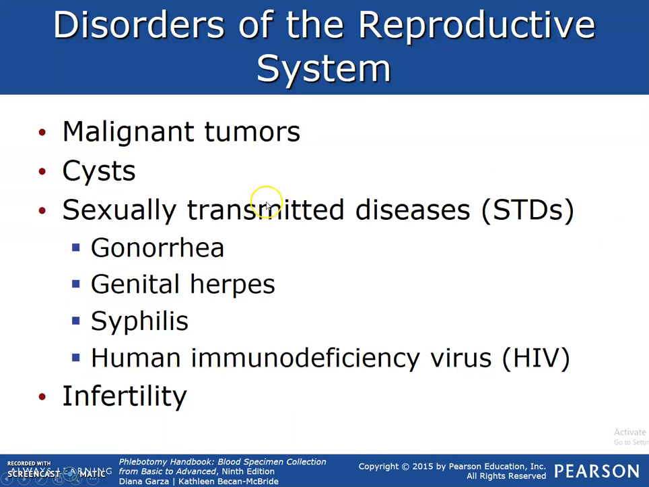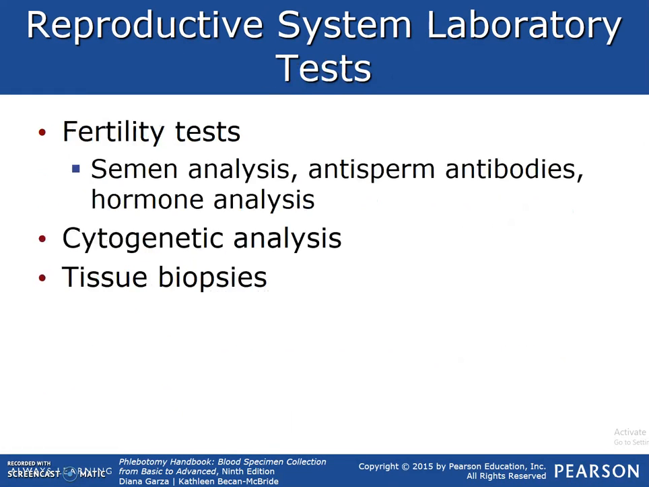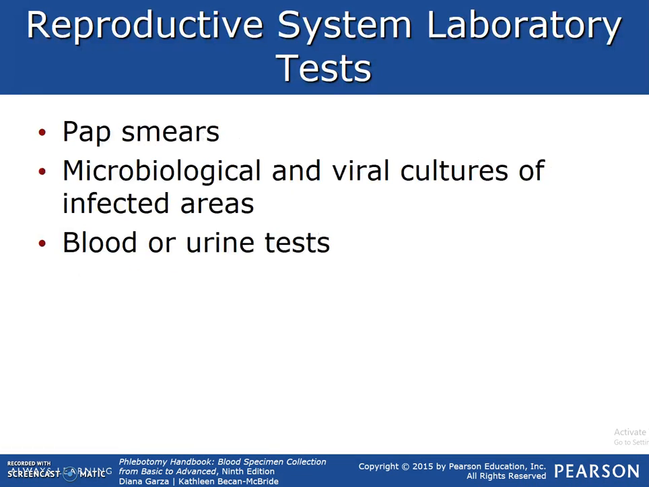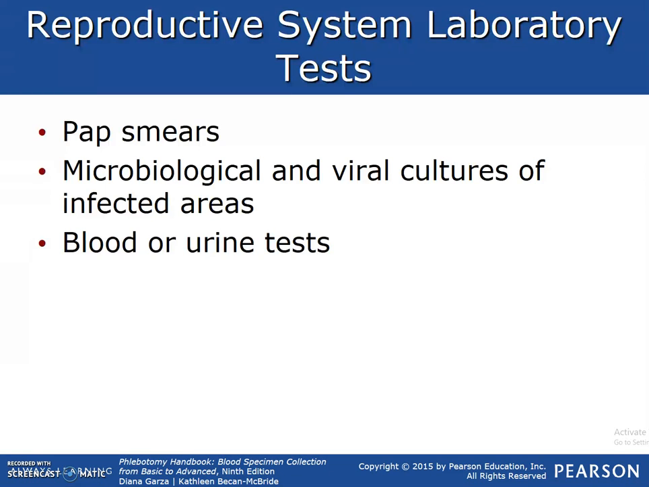Disorders of the reproductive system include malignant tumors, cysts, STDs, including HIV, and infertility. Fertility test is a laboratory test we can perform. This is semen analysis, anti-sperm antibodies, and hormone analysis, cytogenetic analysis, and tissue biopsies. Pap smears, microbiological and viral cultures of the infected areas, blood or urine tests. A lot of these will be covered in our continued process throughout the Phlebotomy 101 course.